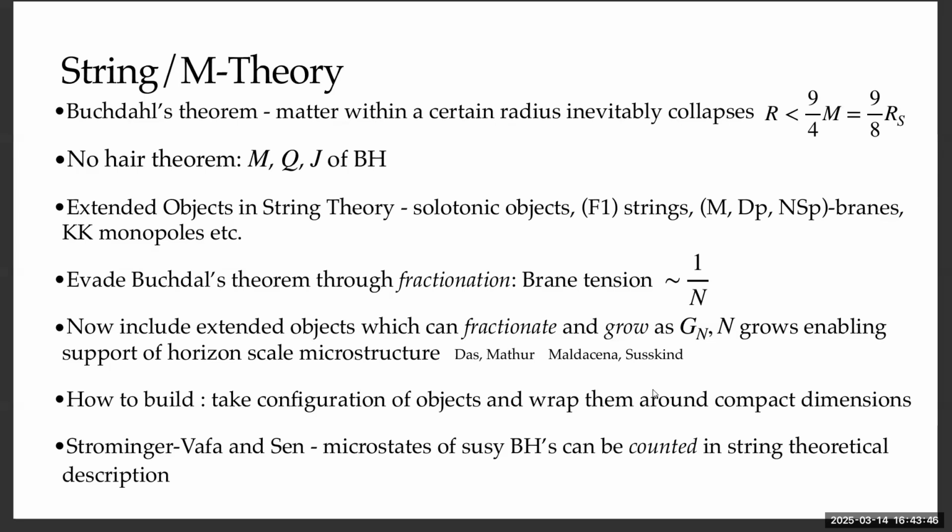And a further hint that string theory might help us here is the work by Strominger and Vafa and Sen, where they were able to count the microstates of supersymmetric black holes in field theory. And so that provokes the question of what these microstates are that are counted in a field theory way at zero coupling. How do you understand these things at strong gravitational coupling?